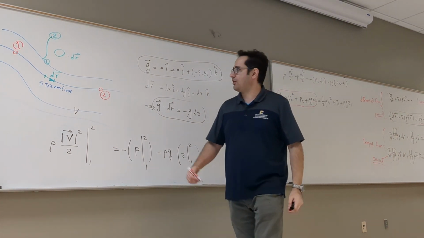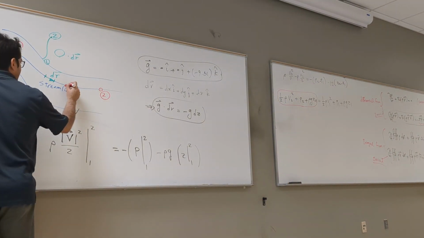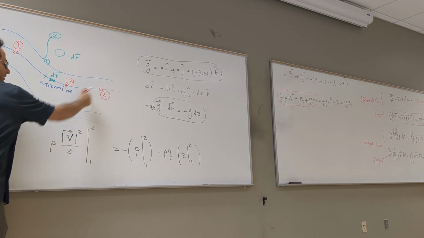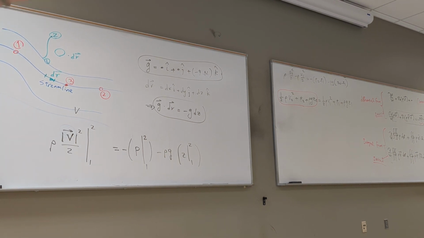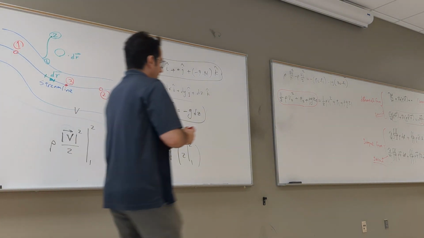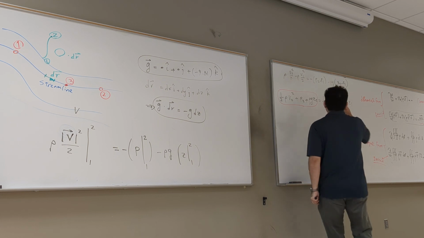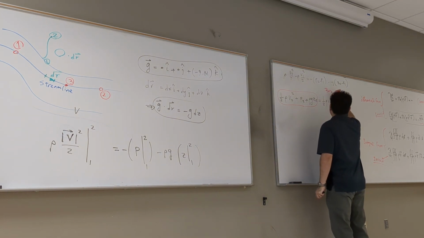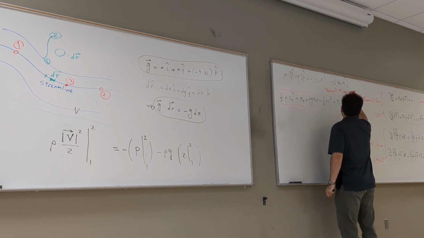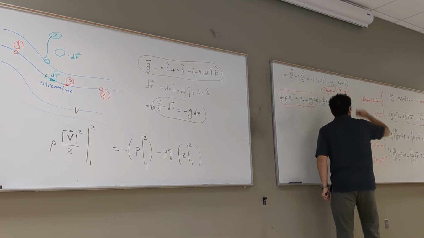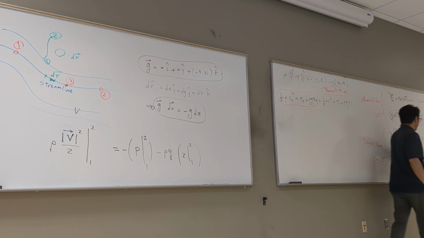And it doesn't matter. If I take a point here, let's say point 3, what happens along this streamline? That sum is equal to 1/2 rho V3 squared plus P3 plus rho g Z3. So this equation is called Bernoulli's equation, because this guy derived it first, before even the Navier-Stokes equation was derived.